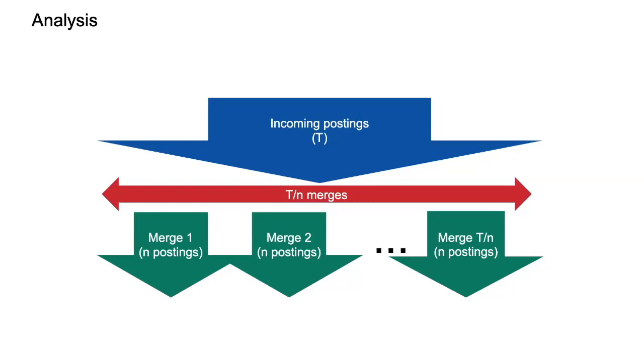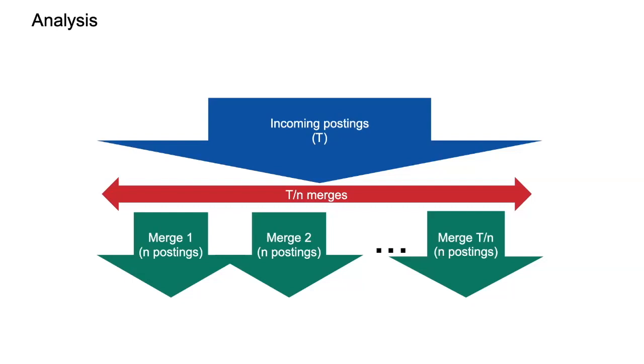T, what I'm calling T here, would be the total number of tokens over, let's say, 10 weeks, right? So the total number of tokens I'm ever going to see over 10 weeks. In the first week, I'm just getting started. So I have a first merge with n postings, then another one, and then the final one, T over n.